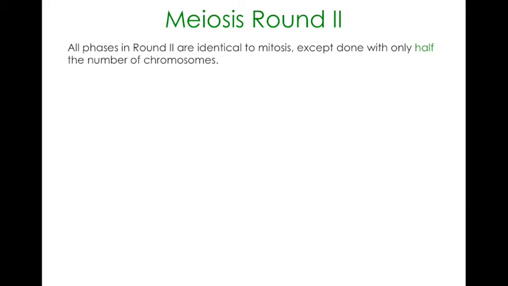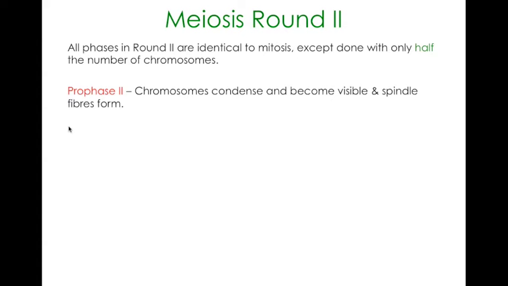Meiosis round 2 is basically identical to mitosis, except it all happens with only half the number of chromosomes. So mitosis happens with 46 chromosomes. Meiosis will happen with 23 chromosomes, right? And then each one will split into halves, right?